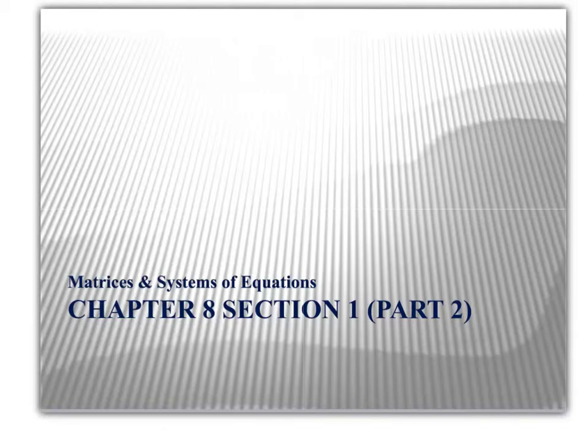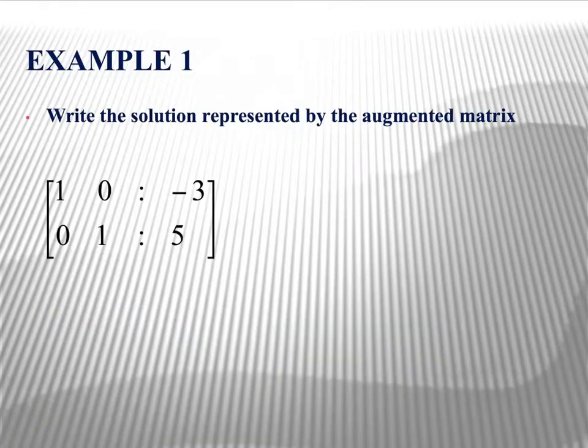Okay, so we're continuing the concept of row echelon form and reduced row echelon form in this video. In this example it says write the solution represented by the augmented matrix. So it's telling me that it's augmented. Remember, that's what these colons mean. So I'm going to put x's in this column, y's in this column.